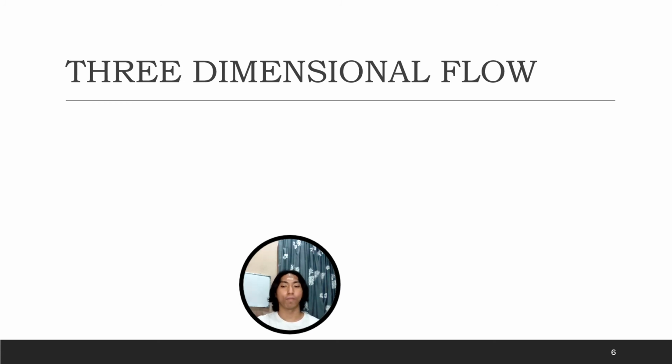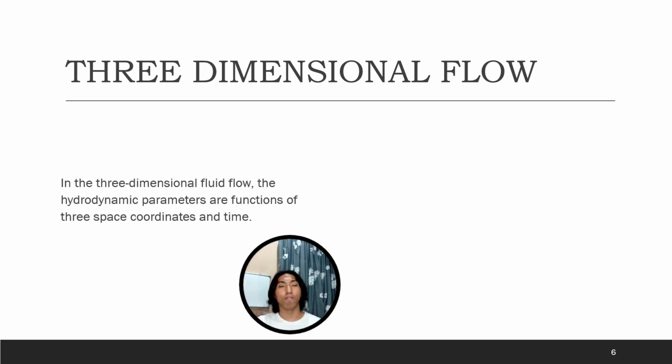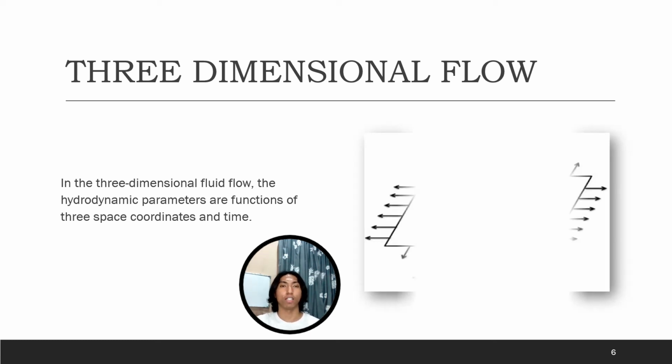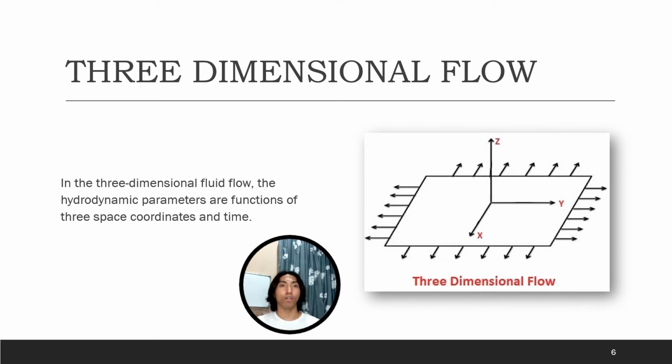Three-dimensional flow. In three-dimensional flow, the hydrodynamic parameters are functions of three space coordinates and time. Therefore, the motion of a fluid element in space simultaneously has three distinct characteristics, which are translation, rate of deformation, and rotation.